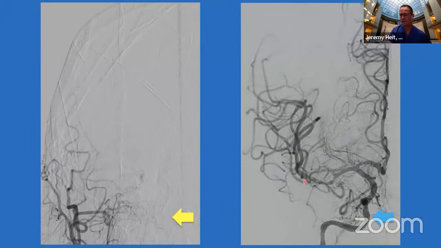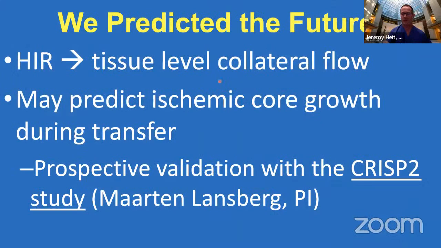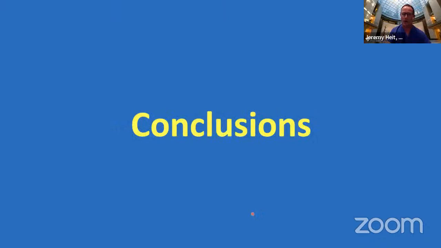So HIR is really giving us information about tissue level collateral flow. Whether it accurately predicts core growth is something that we think it does. And this is undergoing prospective validation with the CRIS-2 study, and Martin Landsberg at Stanford is the PI of that study.